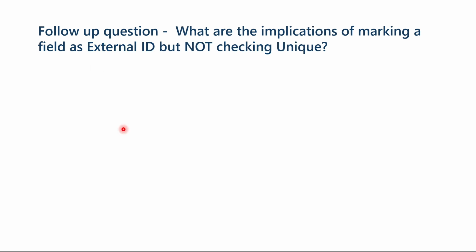Then one more interesting thing interviewers add on top of this. Now you know that this is allowed in some cases, but what are the implications of making a field an external ID but not checking unique? What are the implications? What are the problems that we are going to face?